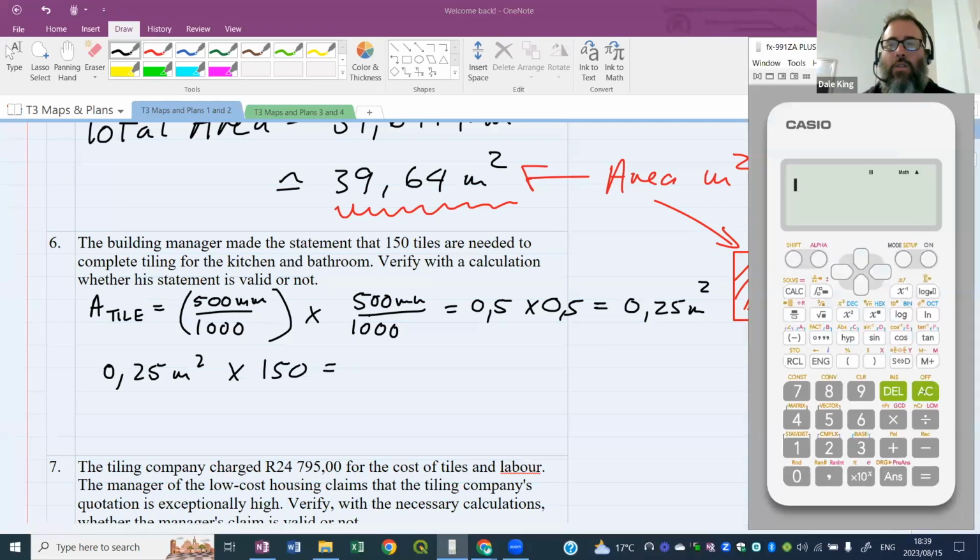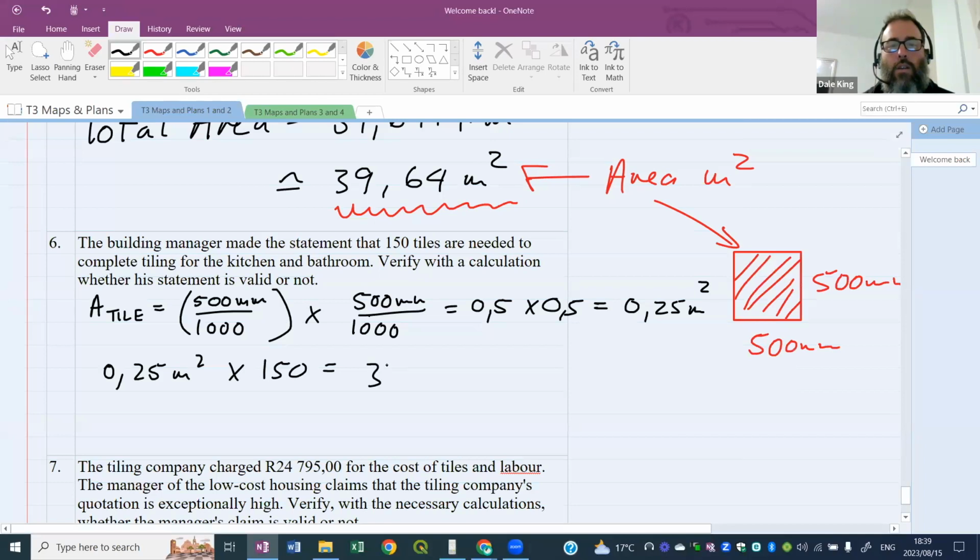Because the guy says you need 150 of these things. So 0.25 times 150, and we get 37.5. That's 37.5 square meters. So verify with calculation whether this statement is valid or not. Ben, is the statement valid? He says 150 is fine. Is it valid?